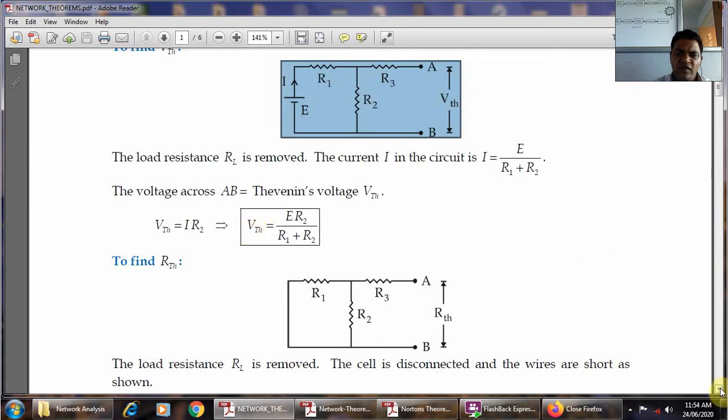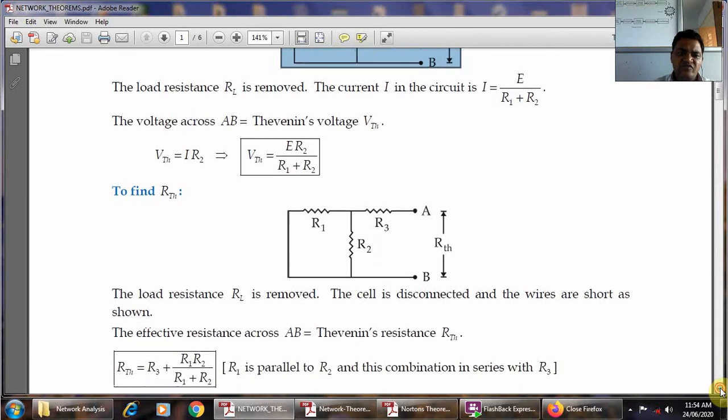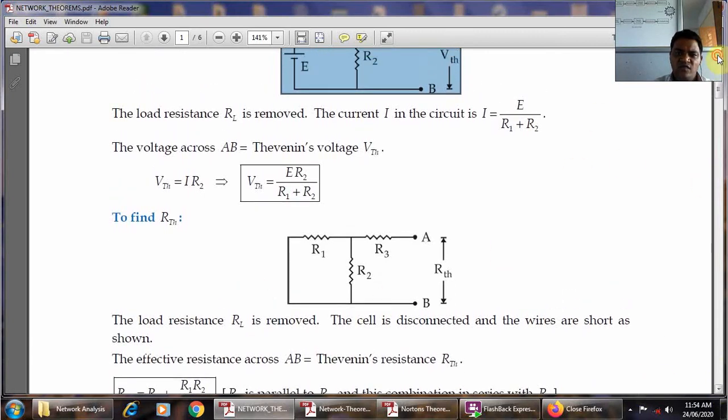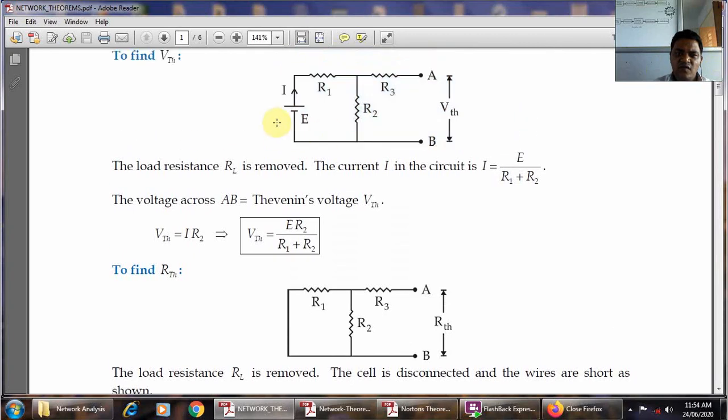Then we find the next parameter, that is RTH. How to find RTH? Whatever voltage source is given here, the voltage source E is replaced by a short circuit. Suppose instead of the voltage source E a current source is given, then it acts as an open circuit. But in the given example the EMF E, a voltage source, is given. That's why while calculating RTH, the voltage source is replaced by a short circuit.